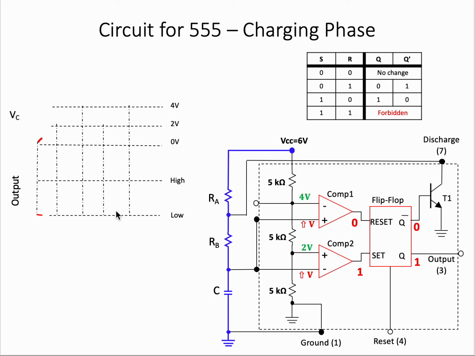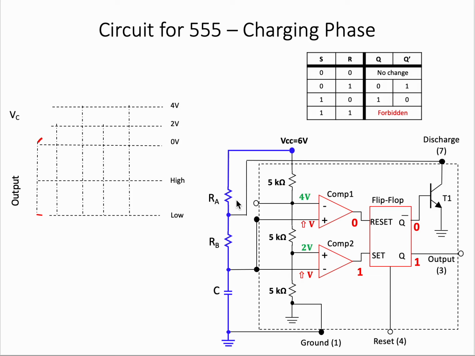In the initial phase, the capacitor is initially discharged and has 0 volts, which means the trigger and the threshold also have 0 volt input. This gives initial values of 1 for the set and 0 for the reset. So the output of the flip-flop goes high. Since we have a 0 at Q prime, which turns the transistor off.